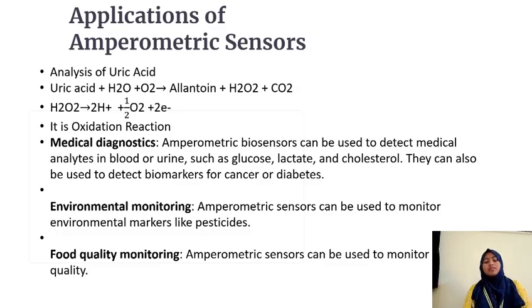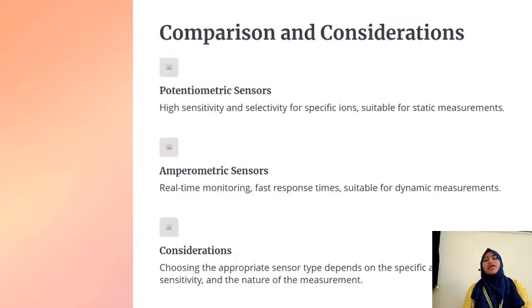Now we will move to the considerations and comparison. Here potentiometric sensors and amperometric sensors are compared. Potentiometric sensors are highly sensitive and amperometric sensors offer real-time monitoring and fast response times. Potentiometric sensors are selective for specific ions and are suitable for static measurements. Amperometric sensors are suitable for dynamic measurements.